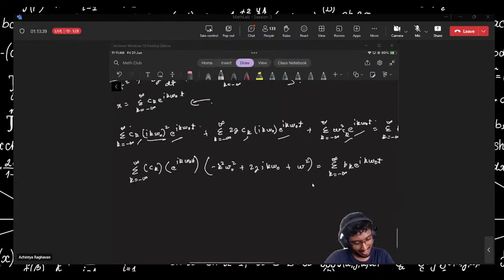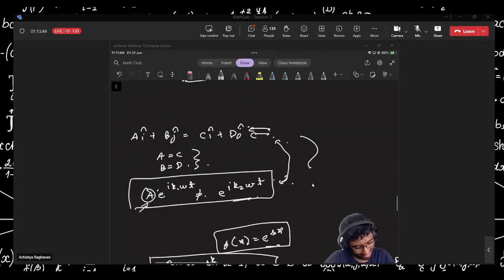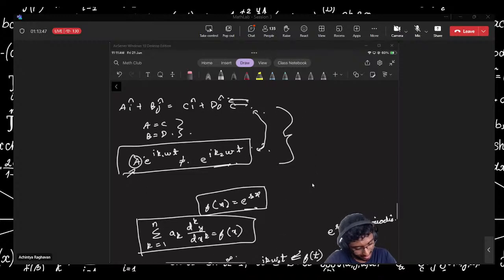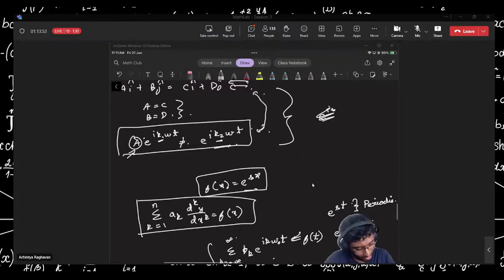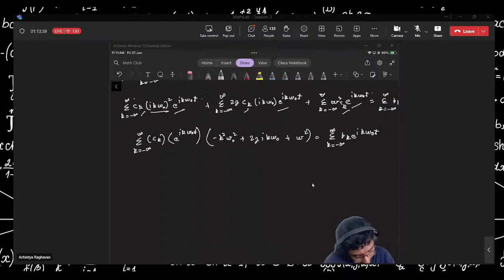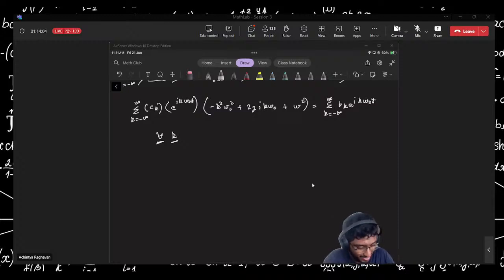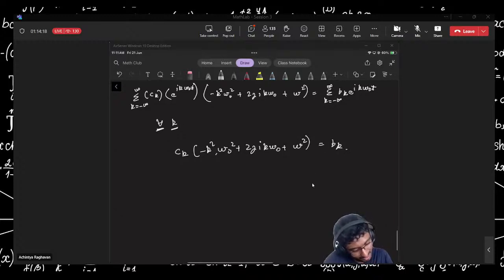So now a trick comes in handy. Remember we looked at this thing. If we have different exponential frequencies like k1 and k2, then we can just equate the coefficients. The same thing happens here. So we can just equate the coefficients. We can say for all k, this is the for all symbol, meaning for every single k, ck times minus k squared omega naught squared plus 2 gamma ik omega naught plus omega squared is equal to bk. This is true for all k.